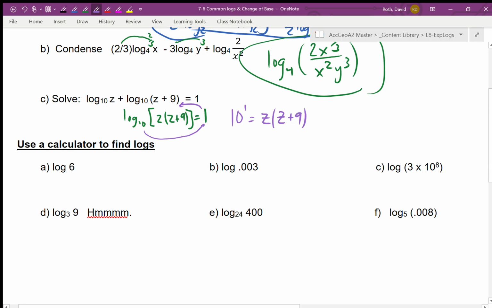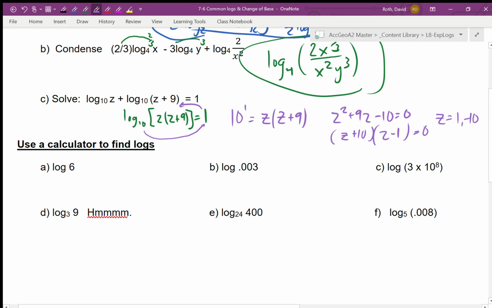And then when we solve that, what do we get? Z squared plus 9z. It'll end up being minus 10 equals 0. Can I think about that? It'll be z plus 10, I think, z minus 1. Does that work? Does that fall out? I think so. Yep. So z is therefore equal to 1 or negative 10.